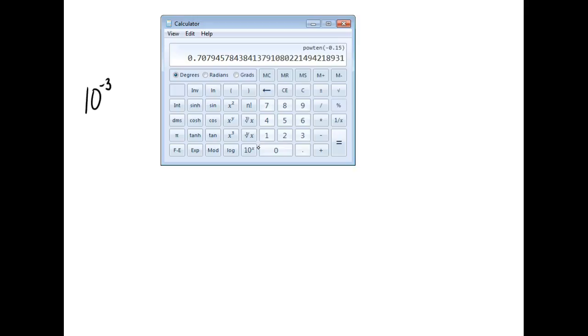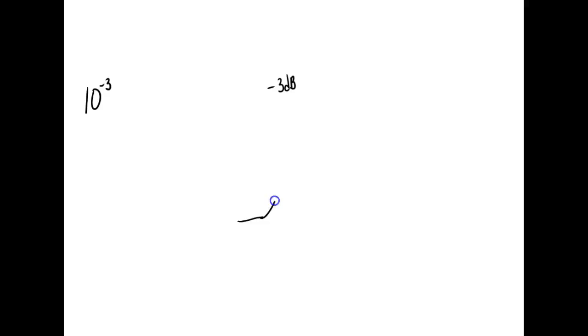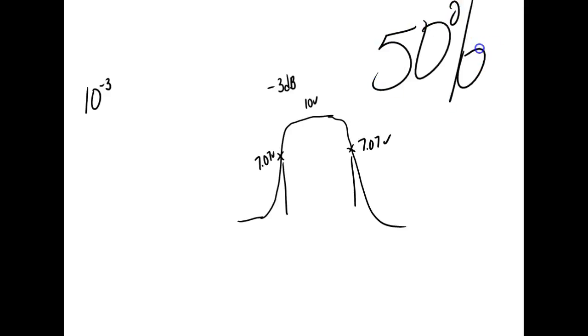Y'all understand? So when we measure our bandwidth, you'll see people say it's minus 3 dB, because what are they measuring? Well, they could be measuring power, but odds are they're measuring volts. So if this right here was 10 volts, when this came up to 7.07 volts, or this dropped down to 7.07 volts, what just happened to the power? Dropped by what? It dropped by 50%.